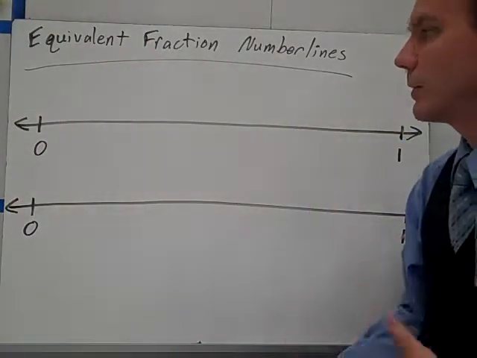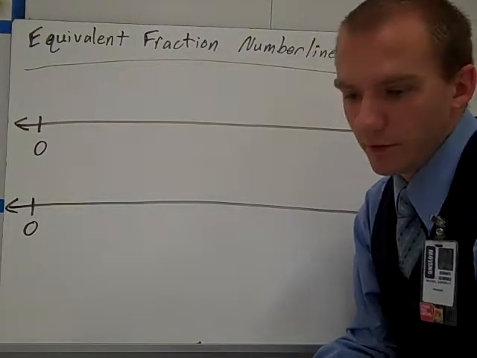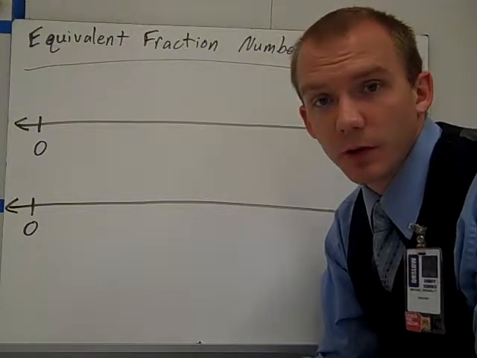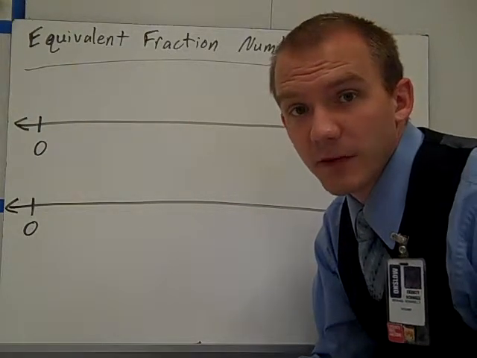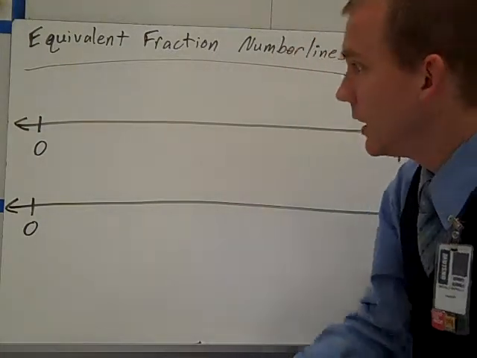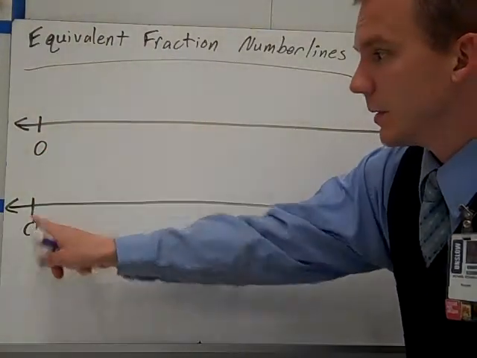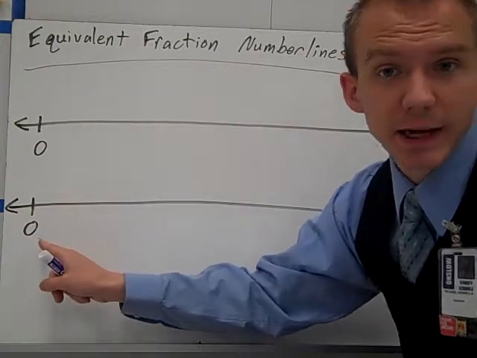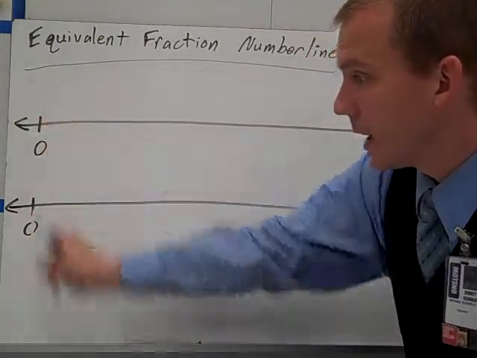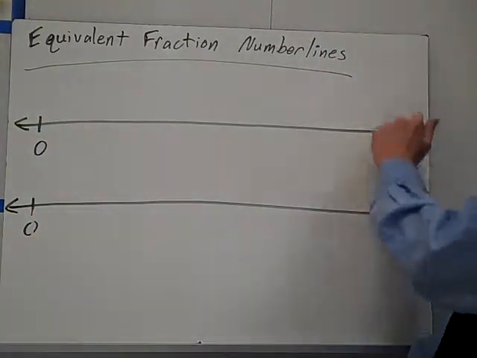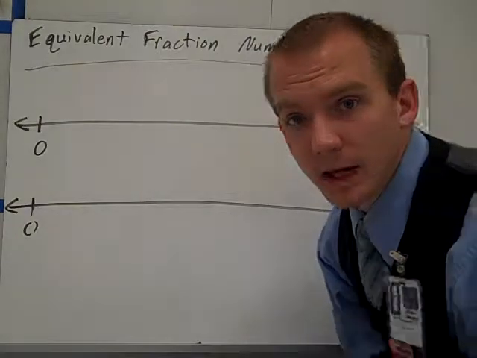Equivalent fraction number lines. Let's look at how we can put fractions on a number line, determine if they're equivalent, or basically have the same value, take up the same space. First, you want to draw at least two number lines, and you want to start them at 0, and note that 0 is in the exact same spot, like they line up. And notice that 1 is in the exact same spot, and it lines up.